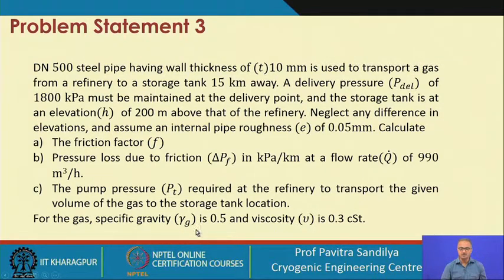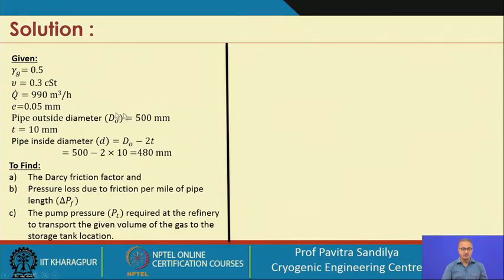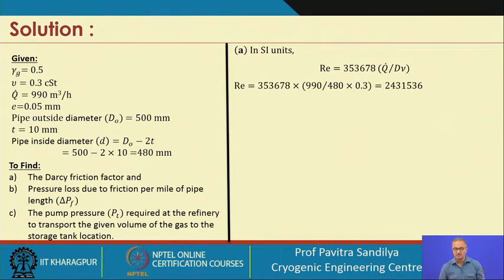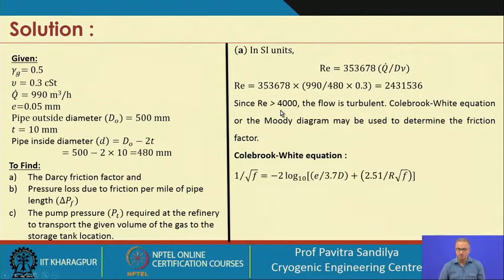And this is the information: the gas gravity is 0.5 and the viscosity is taken to be this many centi-Stokes, that is the kinematic viscosity. So, we first put in all the data given to us, and then we find what are the things we have to find out. We list them out separately, and this will help you to make things very methodical. First, in SI units, because all the expressions are in SI units, we find the Reynolds number to be this value, which is much higher than this value. So, we take it to be fully turbulent and we use the Colebrook-White equation.